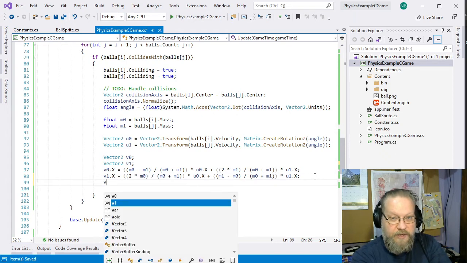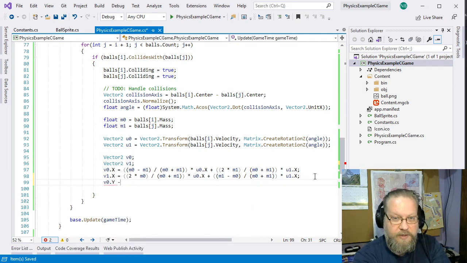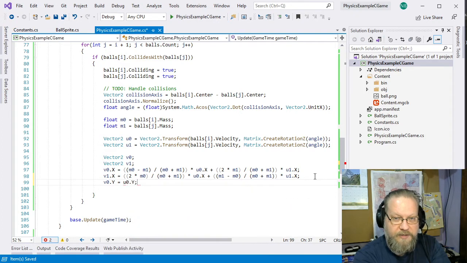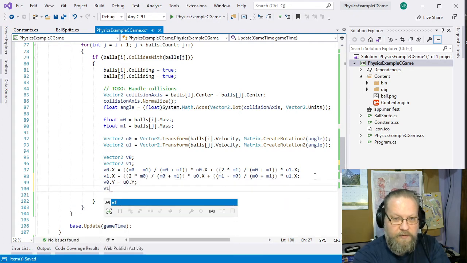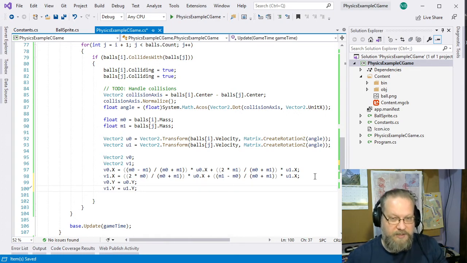Now, the velocity in the y-axis, because this is not in line with the axis of collision, actually doesn't change at all. So v0 in the y direction is the same as the initial velocity in that direction, and the same for v1 in the y direction, which is u1 in the y direction. That's the reason we want to rotate this, it makes this much easier. You can still do it without rotating, but then you've got to do a lot of trigonometry. We kind of sidestep that by moving this coordinate system.